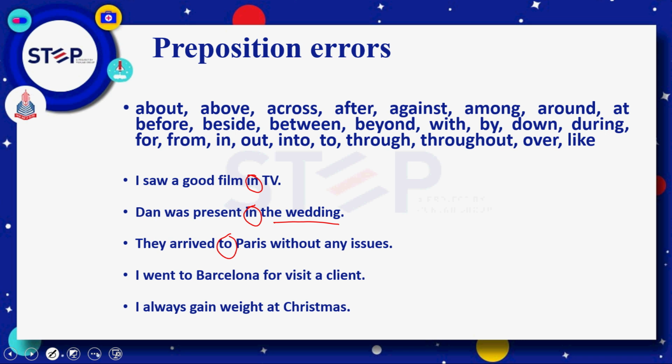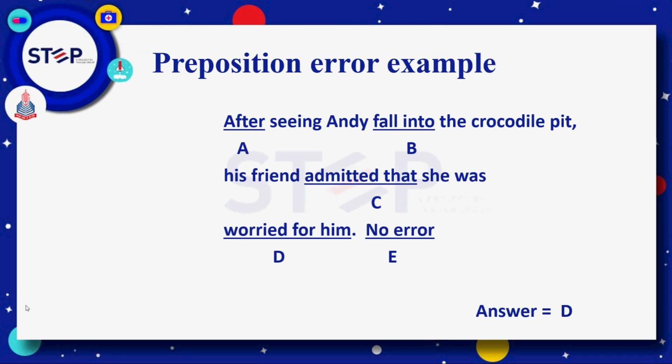"I went to Barcelona for visit a client." I went to Barcelona to visit a client. This "for" is wrong. "I always gain weight at Christmas." I always gain weight on Christmas, because Christmas is an eve, and for the eve of a single day we use "on."